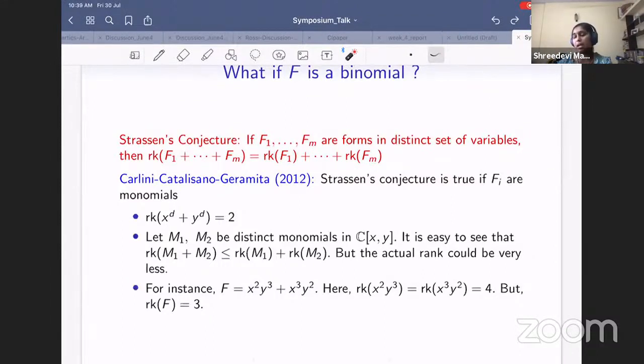No, I mean, I'm saying that this is the simplest case, and when you look at the sum of two, I should say, any forms, even in this case, this problem is still open. So one cannot guess the rank of a sum of forms by just knowing the rank of the individual forms, even if they are in distinct variables.